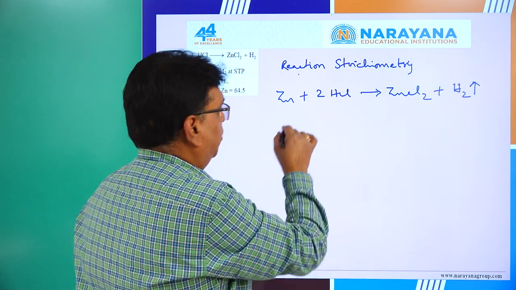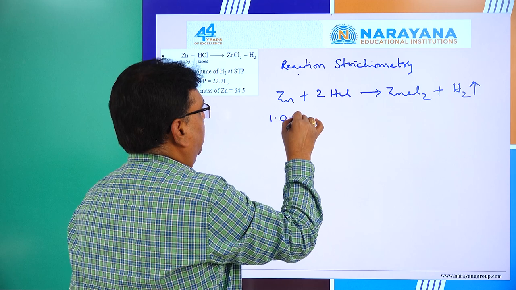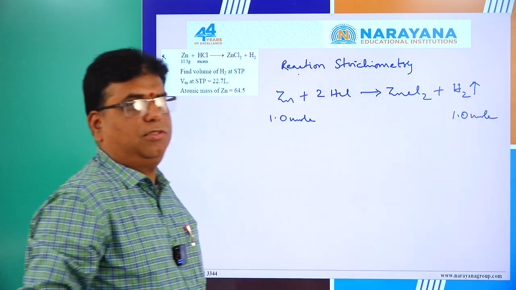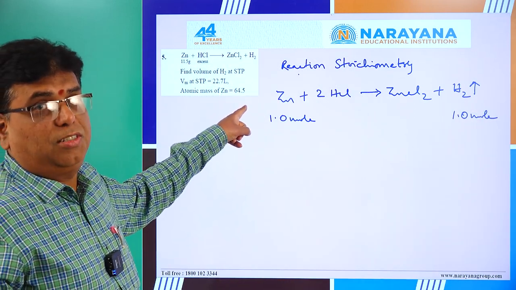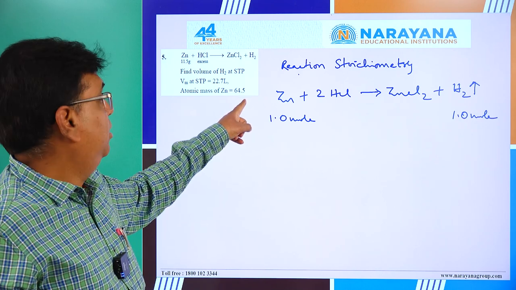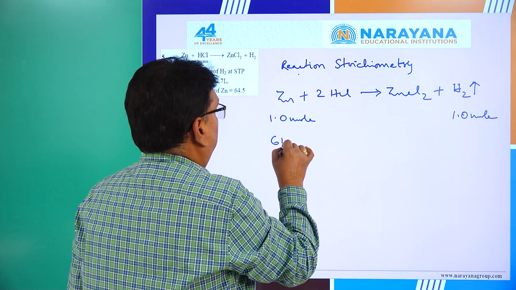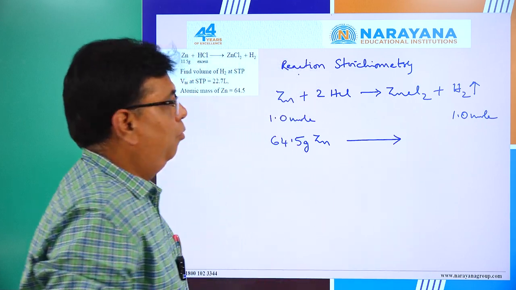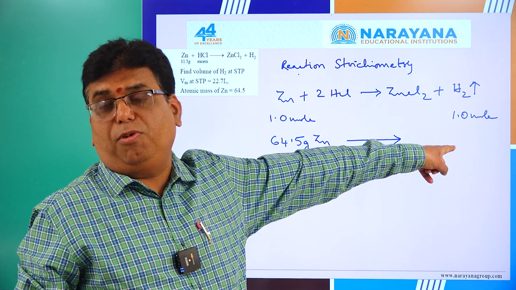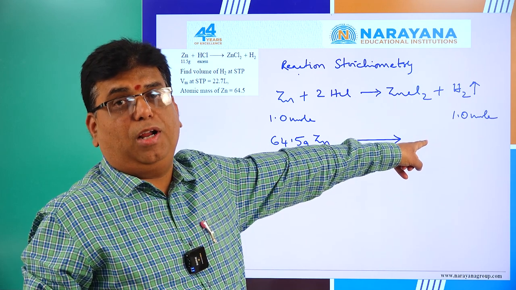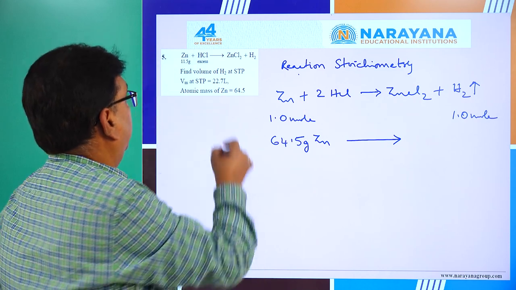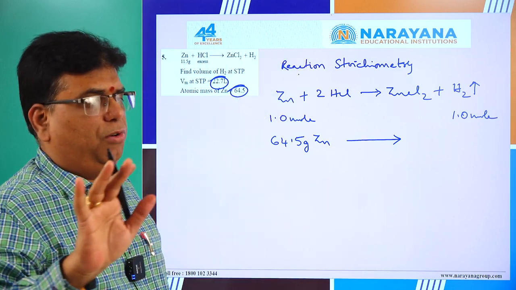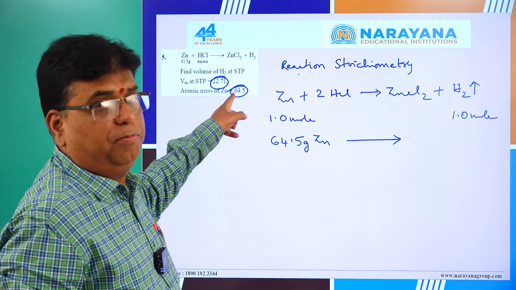Stoichiometry rules, if you apply from the balanced equation, 1 mole of zinc will give you 1 mole of hydrogen gas. 1 mole of zinc means what is the weight? Gram atomic weight, 65.4. So that means 65.4 grams of zinc will give you what? 1 mole of hydrogen gas. Gram molar volume, what is the volume of gram molar volume for hydrogen given? 22.7, 65.4. Both are given here. Very straightforward. Even gram molar volume value you need not remember. That is given here, 22.7.